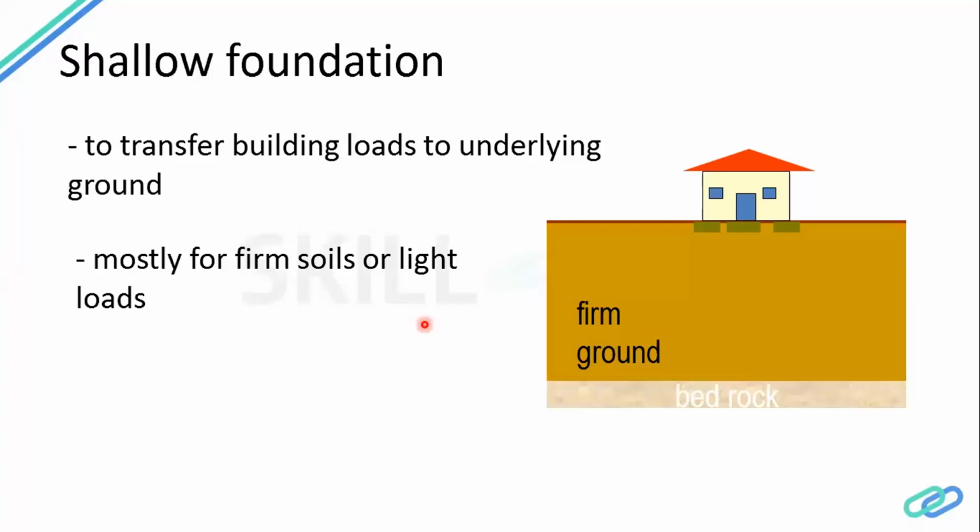We'll just briefly go through the types of foundations. So shallow foundations, as we know, it is used for transferring the building loads to the underlying ground. It's mainly used for firm soils or in the case of light loads.